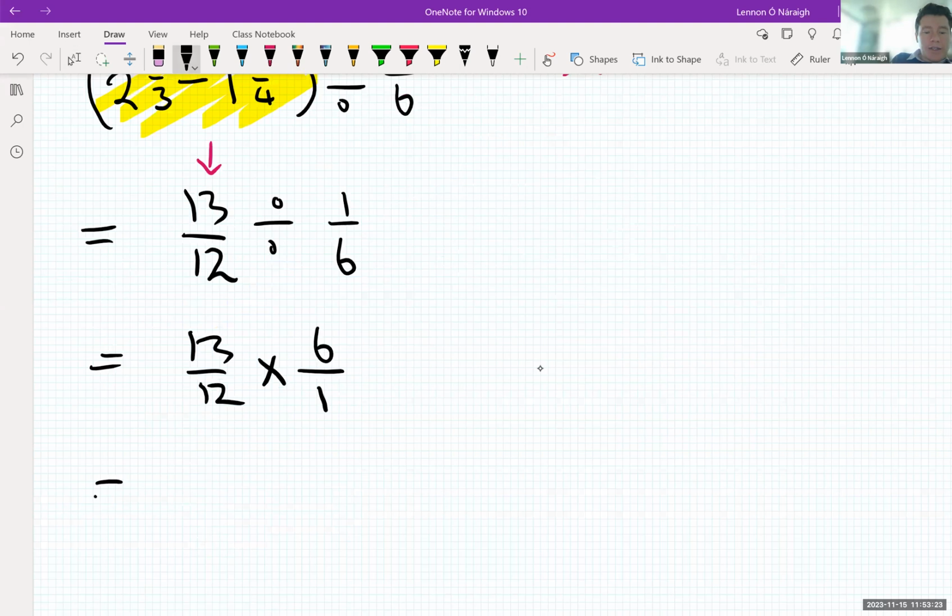And I can simplify this. So 6 goes into itself once and 6 goes into 12 twice. So this will be 13 over 2.